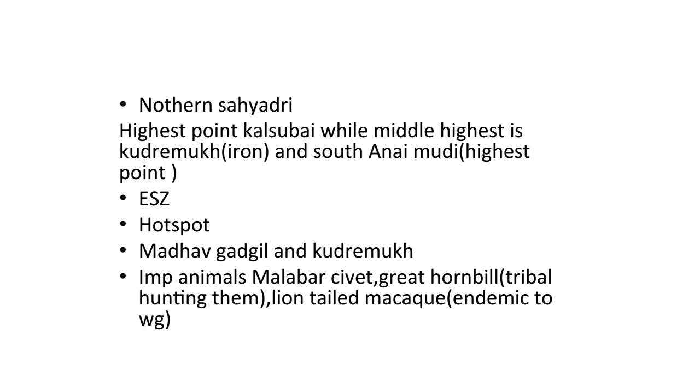Now here, a few more points. As I have already mentioned, Northern Sahyadri has the highest point Kalsubai, while in the middle ranges there is Kudremukh. This is the highest point, and it is also famous for iron ores. In the southern region, Anaimudi is the highest point. As I have already mentioned, this is a very important zone. It also comes under the hotspots. We have a total of 4 hotspots in India, and Western Ghats is one such hotspot. So there is huge ecological importance.